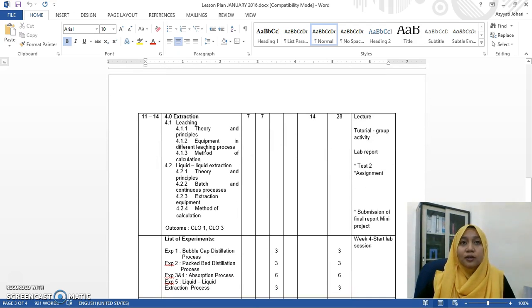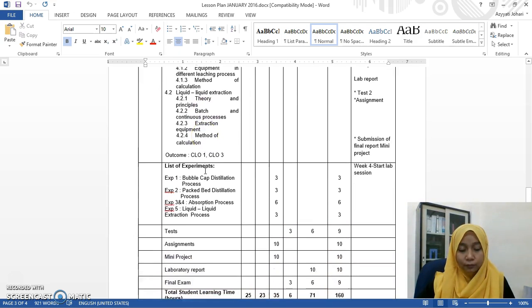Last but not least, about the extraction process. Extraction process is split into two processes, which is solid liquid extraction process and also liquid liquid extraction process. Solid liquid extraction process we also call leaching process, and you will learn about the theory behind the leaching process and also the method of calculation of the stages for the leaching process and also for the liquid liquid process.